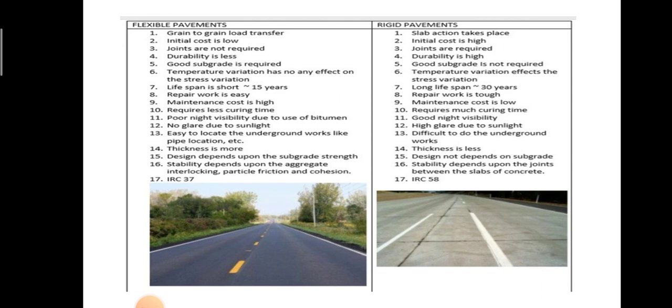lifespan is short, that is about 15 years, repair work is easy, maintenance cost is high, requires less curing time, poor night visibility due to use of bitumen, no glare due to sunlight, easy to locate underground works like pipe location, etc. Thickness is more, design depends upon the subgrade strength, stability depends upon the aggregate interlocking, particle friction and cohesion, and design is based on IRC 37.